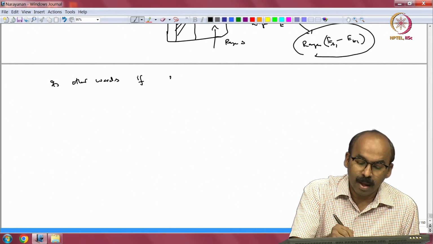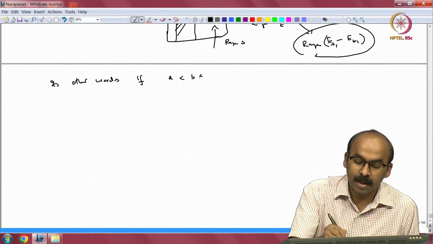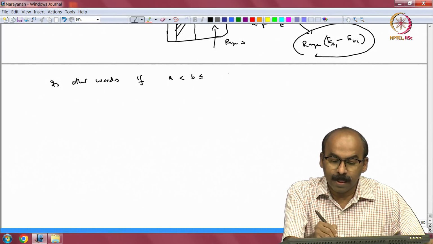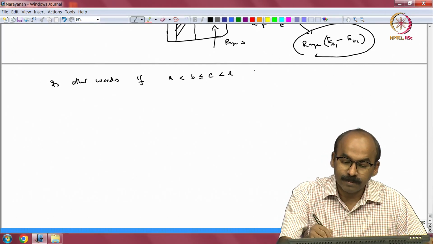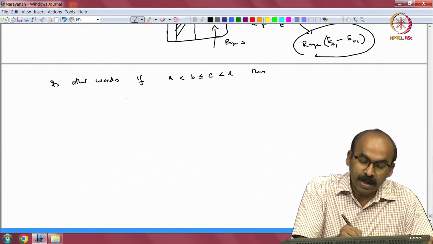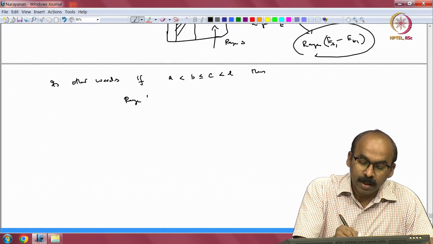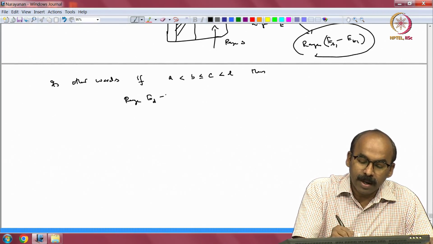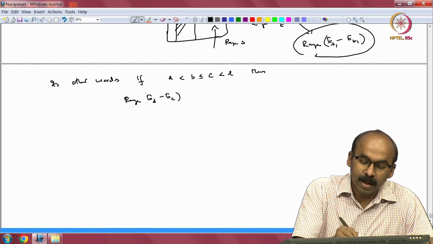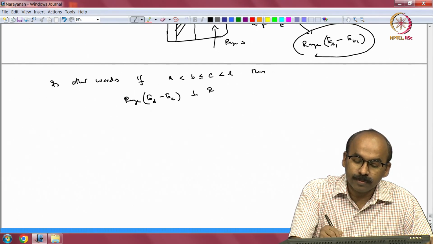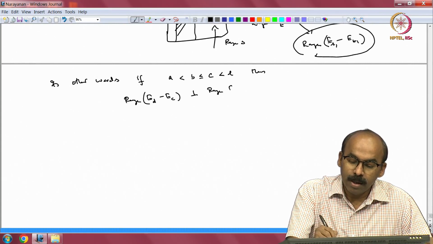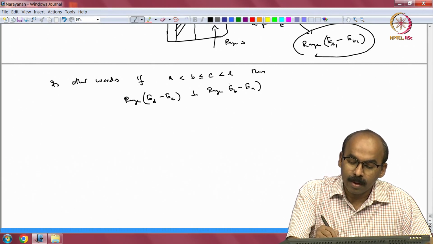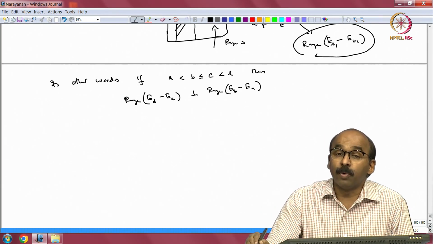So, if a < b ≤ c < d, then the range of E_d − E_c is orthogonal to the range of E_b − E_a. That is what we have just proved.